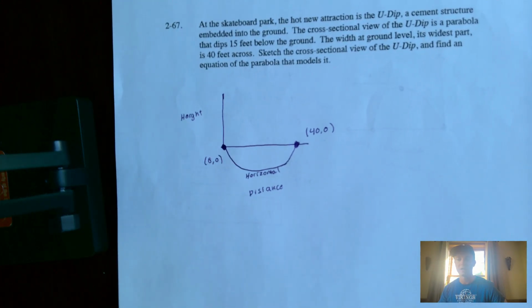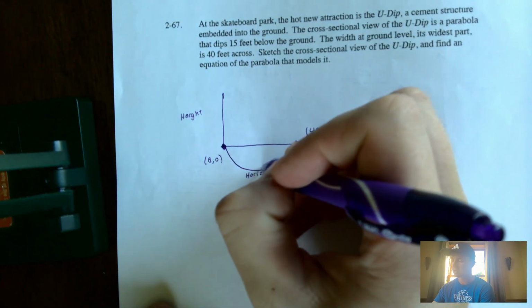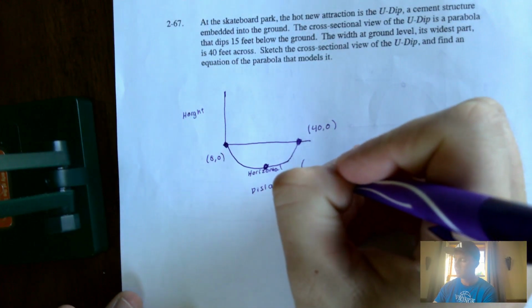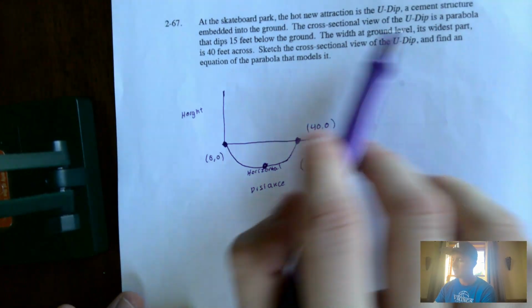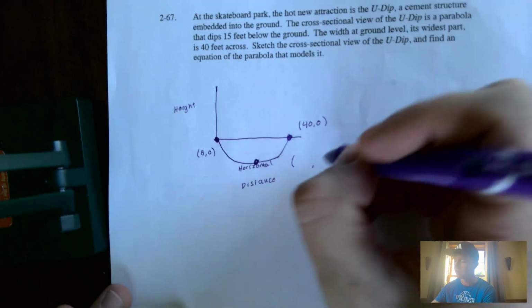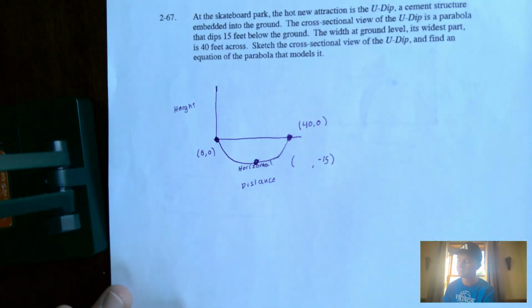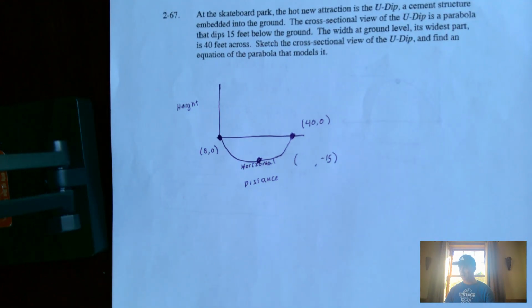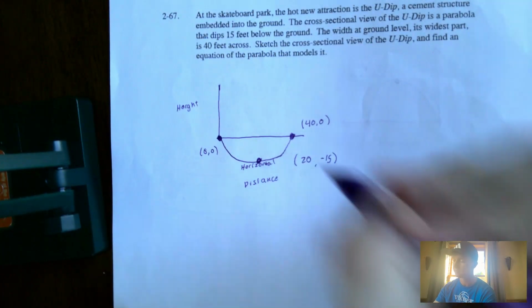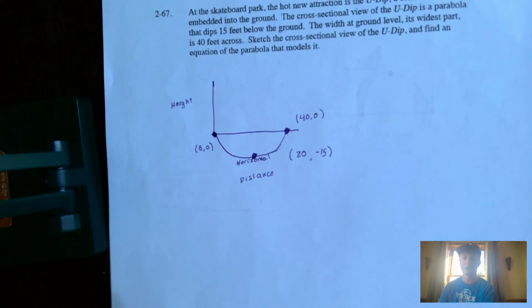Now, looking at this cross-sectional view, this is our vertex, the one that hits the lowest point. So it's opening upward, okay? So we have that parabola. Now, to write the h, k values for this, we obviously have that point being 15 feet below the ground. Since it's below, right away we know that's going to be a negative 15, and that's going to be the k. The positive h value in this case is going to be halfway across. So between 40 and 0, halfway is going to be 20. All right, so now we have 20 and negative 15.